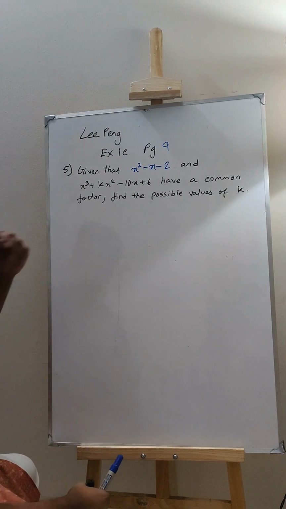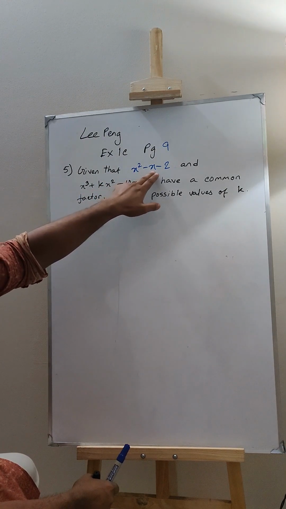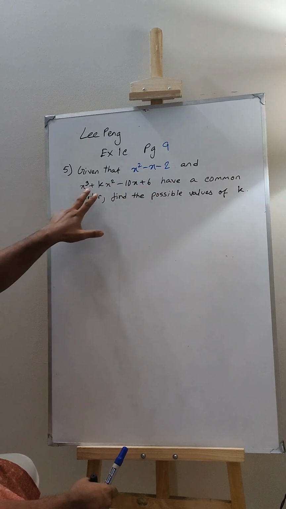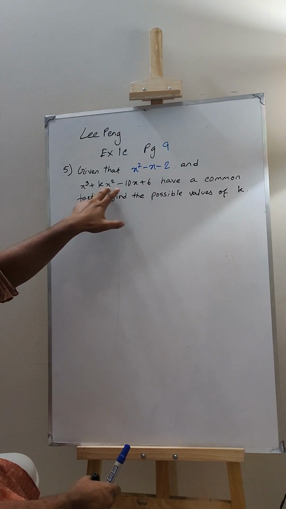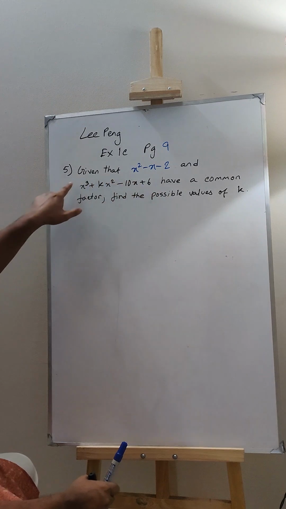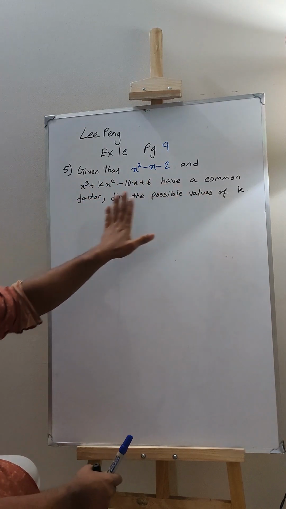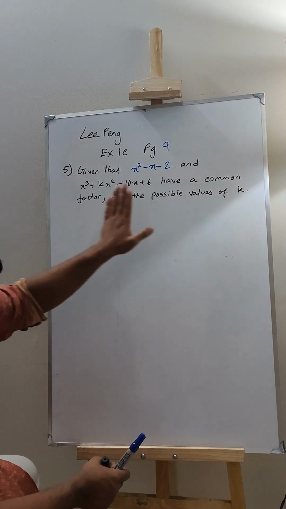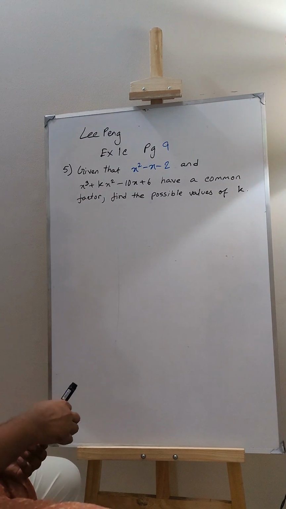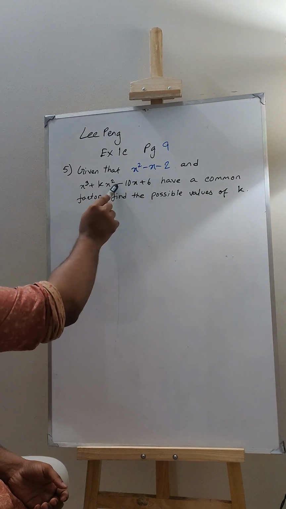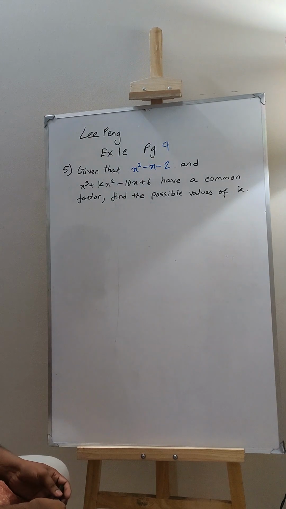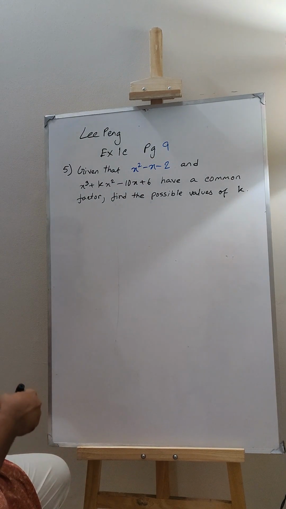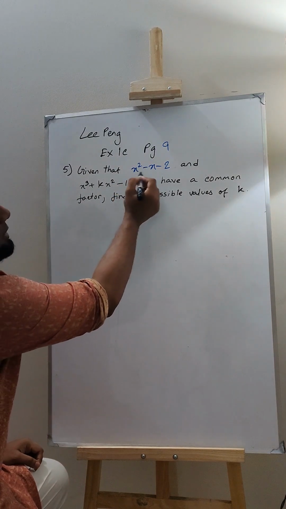What does it say? It says, given that x squared minus x minus 2 and x cubed plus kx squared minus 10x plus 6, this big expression, have a common factor. Find the possible values of k. That means these two expressions have got a common factor. Okay. Now let's start from this.